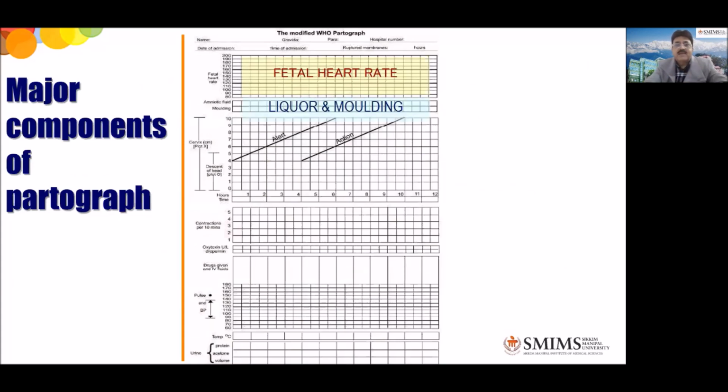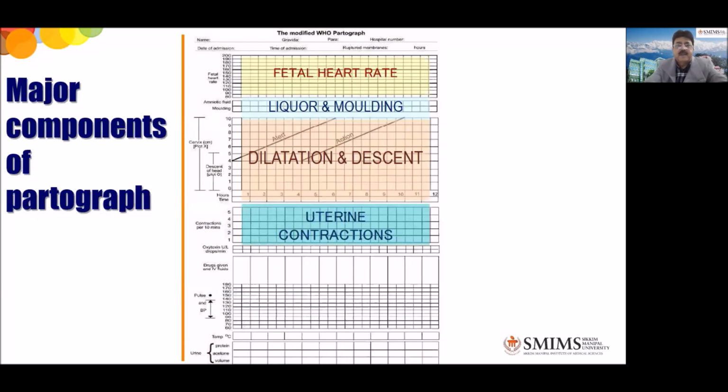Second one is liquor and moulding. Then comes the most important part, cervical dilatation and descent of the head. Then you have uterine contractions, oxytocin and others if used, maternal condition, a complete plotting of the maternal condition.